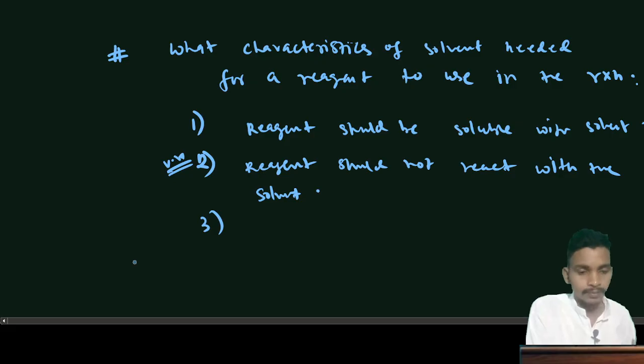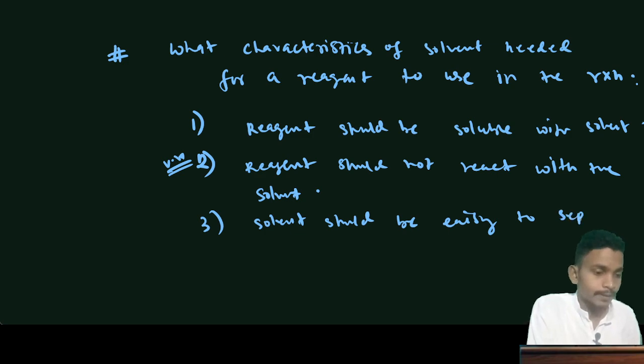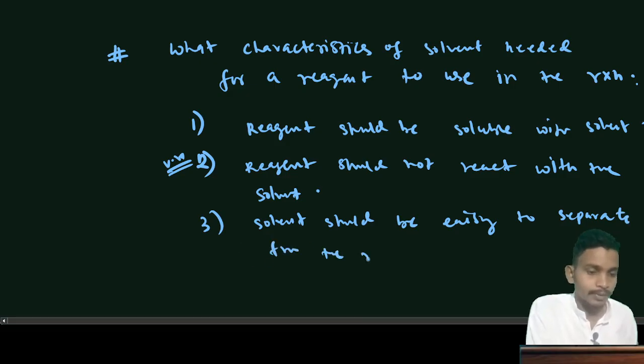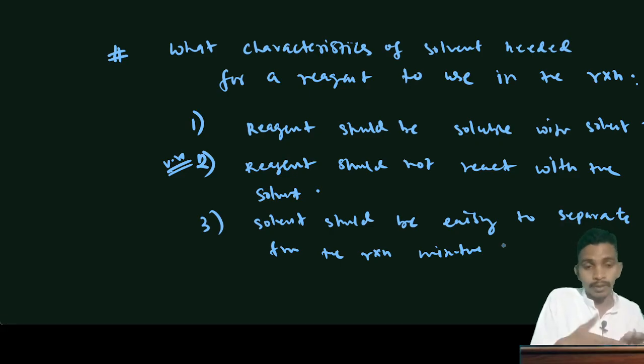And third, that is also needed: after completion of the reaction the solvent needs to be separated, so the solvent should be easy to separate from the reaction mixture. So these are some characteristics needed to use the solvents for a particular reagent in a reaction. Okay, so these are the main points. Some other points we'll also see.